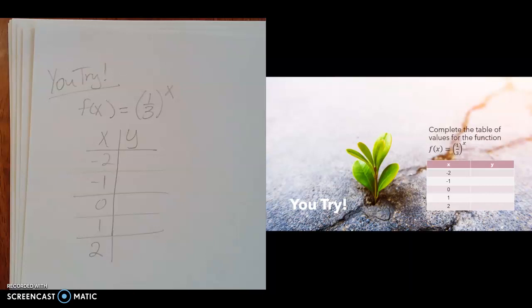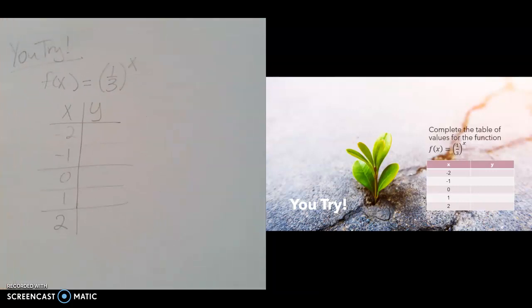You all just finished a U-try where you got to complete the table of values for a function, and it was an exponential function. F of x equals 1/3 raised to the x. So the x values I gave you were -2, -1, 0, 1, and 2. Let's see how this one went.